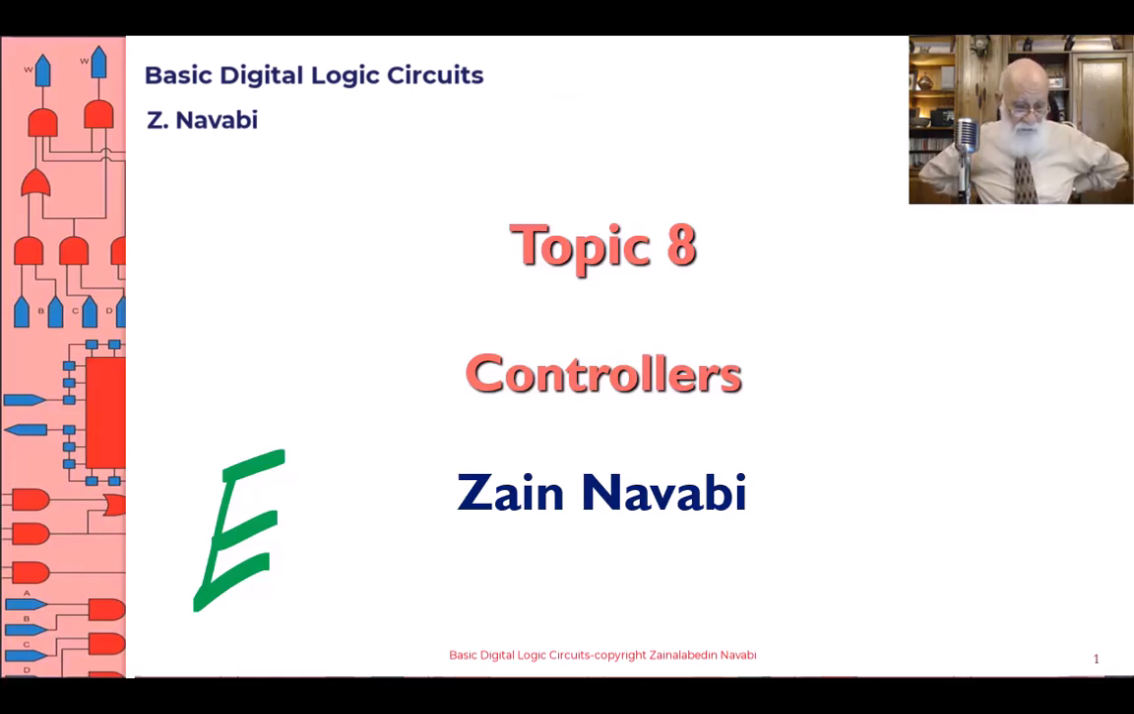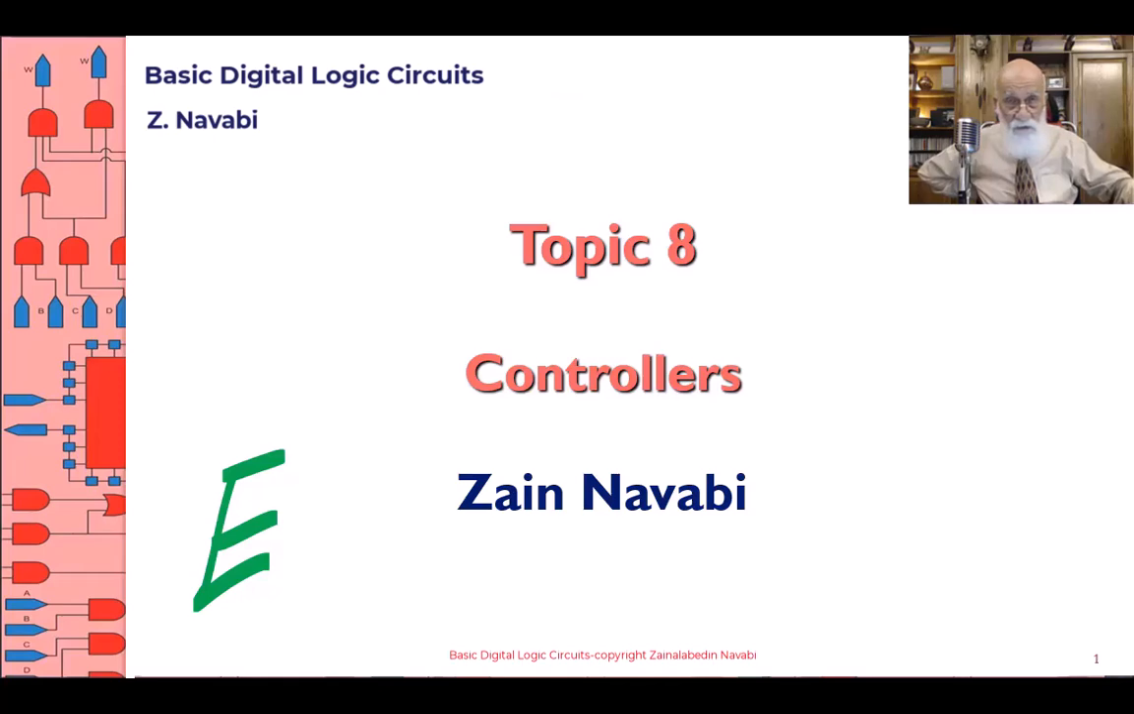We are continuing on the topic of controllers, then FSMs, finite state machines, implementation of state machines, Mealy and Moore machines, and then starting with state diagram, going through the Karnaugh maps, and eventually coming up with the circuit. And then also we talked about Verilog descriptions.